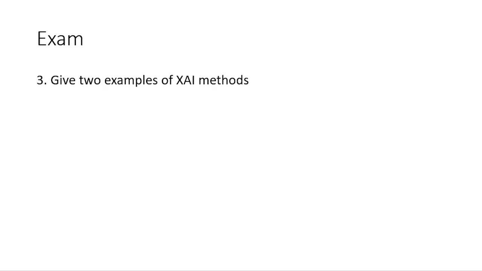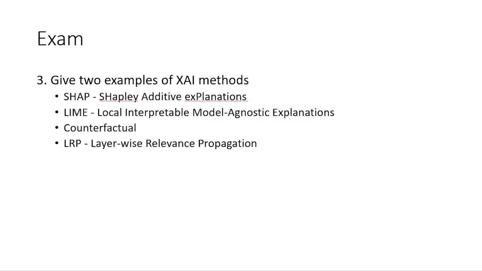Finally, I gave 4 XAI methods. Can you name any 2? The 4 are SHAP, Shapley Additive Explanations, LIME, local interpretable model-agnostic explanations, counterfactuals, and LRP, layer-wise relevance propagation, and there are many more online.